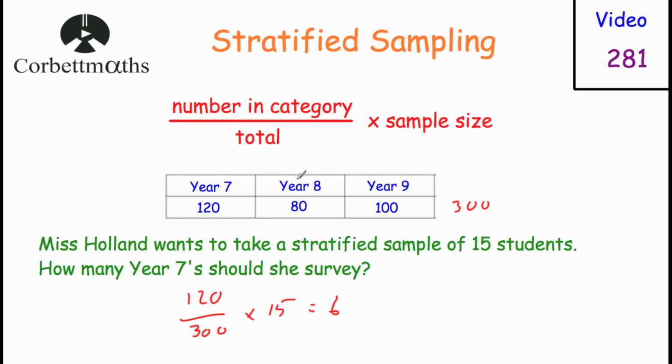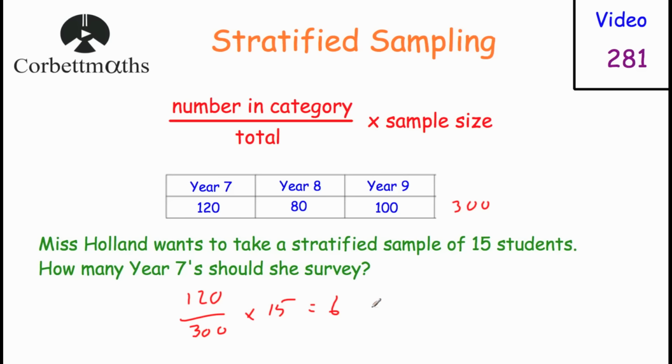If you wanted to find out how many year 8s you would sample, you would do 80 divided by 300 times 15. And for year 9s, you would do 100 divided by 300 times 15, and then that would be it. Now sometimes with stratified sampling you might get decimal numbers, and then you would need to round them. Just make sure that whenever you've rounded them you do get the total number of 15.